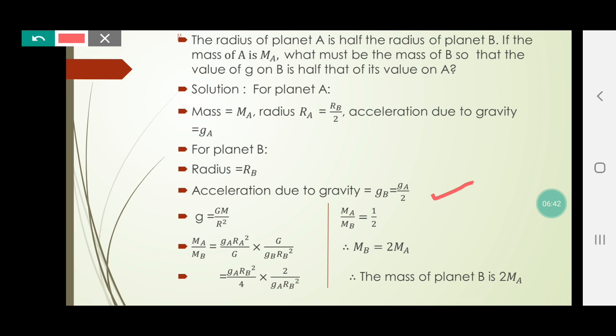So what is the equation that I am getting? I am getting 2 by 4. 2 by 4 when I reduce it is equal to 1 by 2. Okay. So MA upon MB is equal to 1 by 2. So what will be MB? MB will be equal to 2 MA. So mass of planet B is 2 MA.